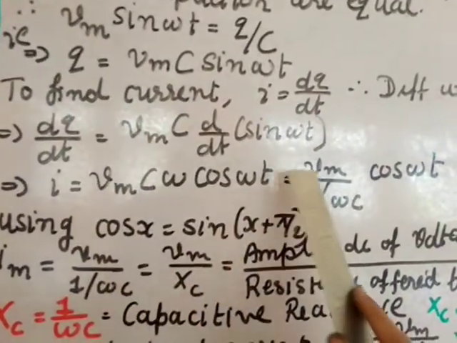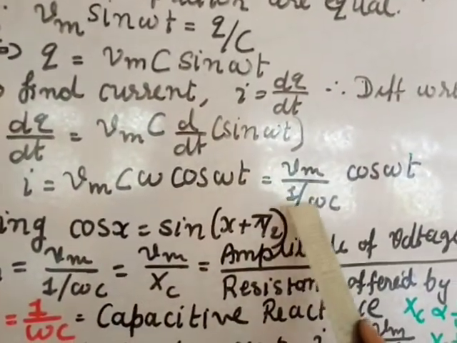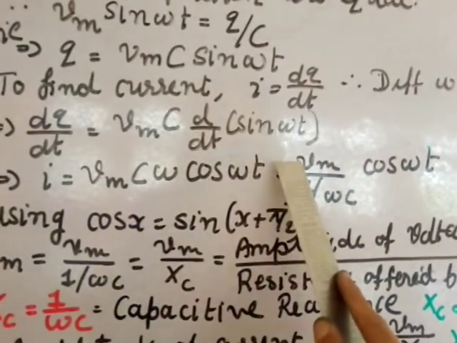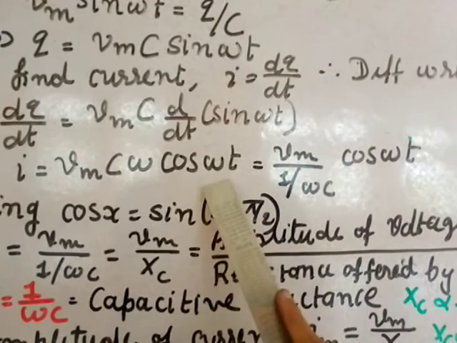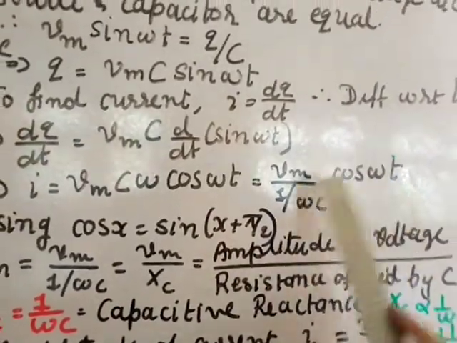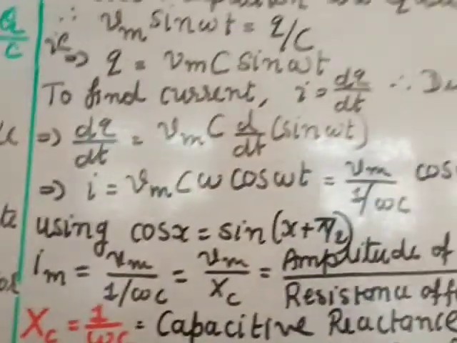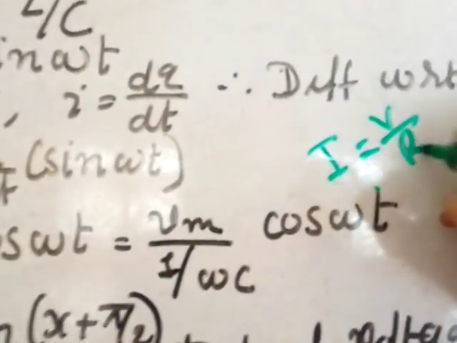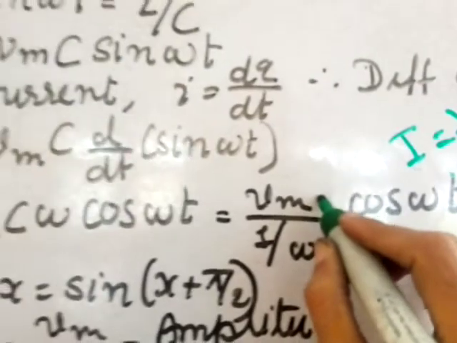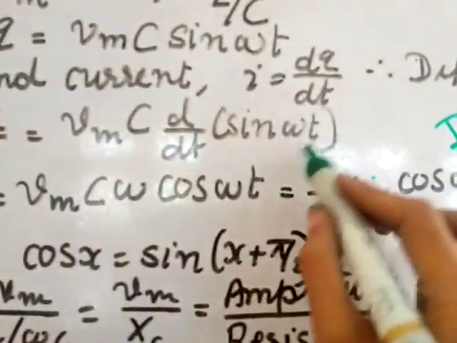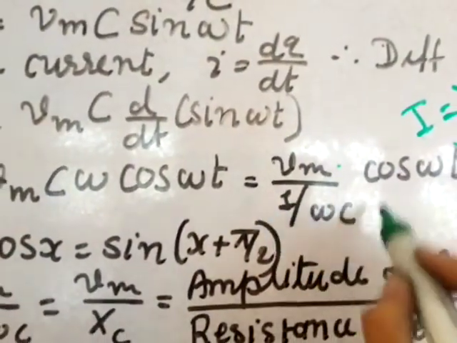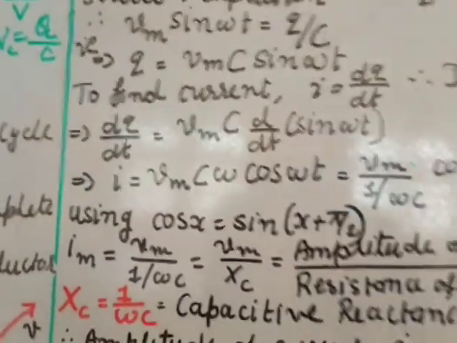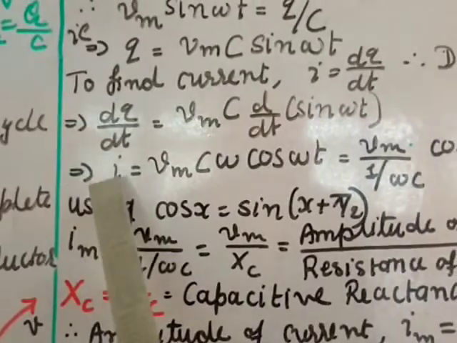This I am rewriting here: Vm divided by 1 by omega C. See, omega C will go up, so it will come to be the same. So this can be written as Vm divided by 1 by omega C, and this is cos omega t. Why are we writing this? Because we want to compare this with Ohm's law. Ohm's law is I is equal to V by R. So this Vm will be like the voltage and this will be like the resistance.